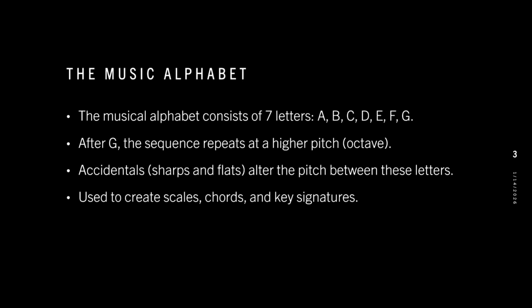The musical alphabet consists of just 7 letters: A, B, C, D, E, F, and G. After G, the sequence starts over in a higher pitch. This is what we call the octave. Between these letters, we have sharps and flats, which raise or lower a note by half a step. For example, the note between C and D can be called C sharp or D flat. These are known as accidentals.